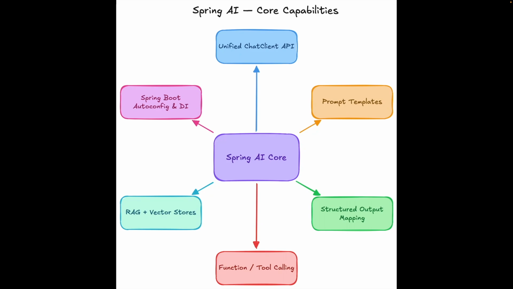And because it's Spring, it plugs straight into Spring Boot auto configuration, dependency injection, and the whole ecosystem you already know. So the big idea is write your AI logic once and swap the underlying model with basically a one-line config change. Today, we are going to swap in a local open source coding model, Qwen3 coder. So there is no API key, no internet dependency, and no cost.